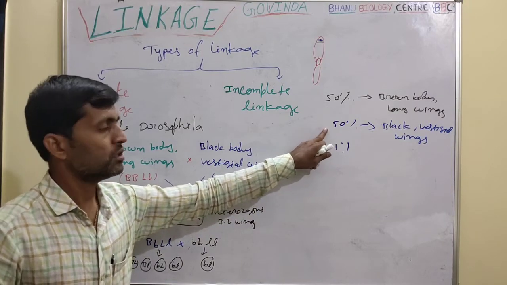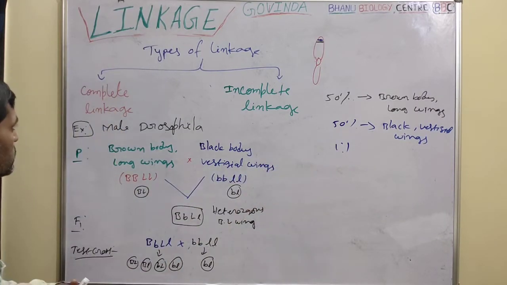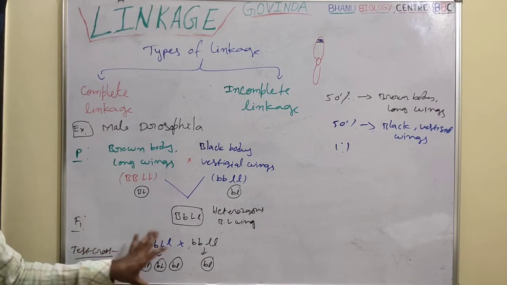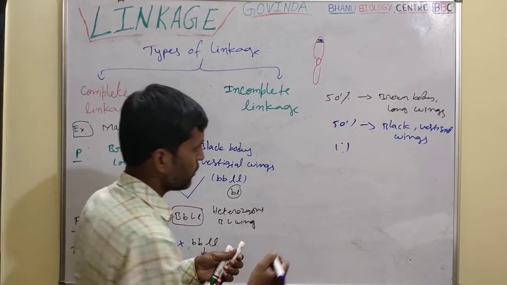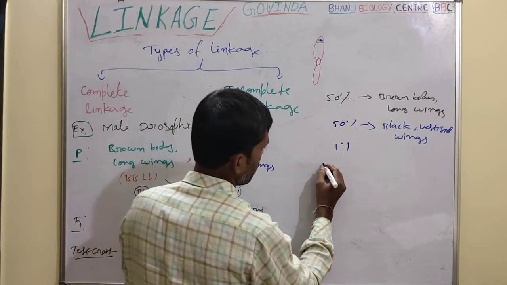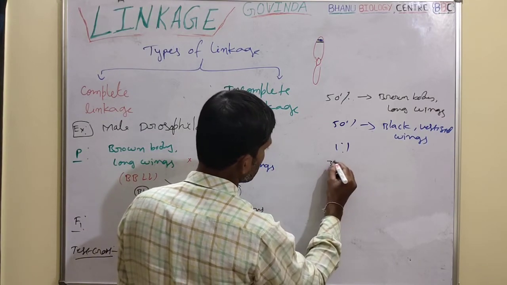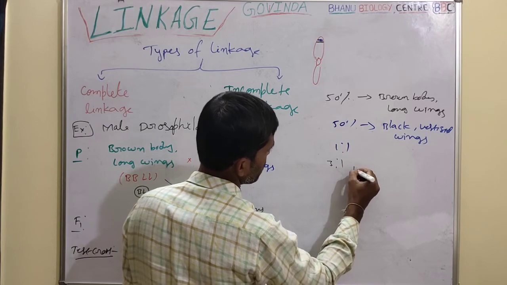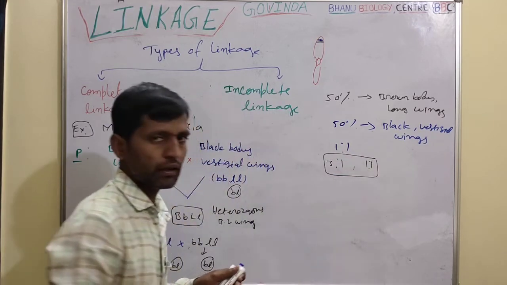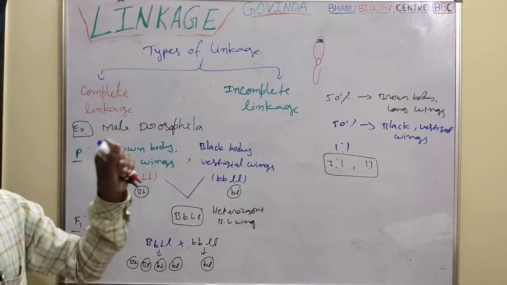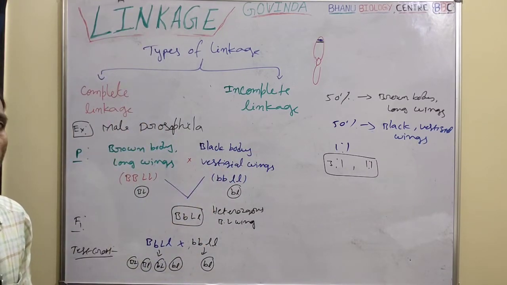So this explains complete linkage. No recombinants are formed in this experiment. Of course, the phenotype ratio obtained in this experiment is 3:1, and the test cross ratio is 1:1. These two are the results obtained in Mendel's monohybrid cross experiment.